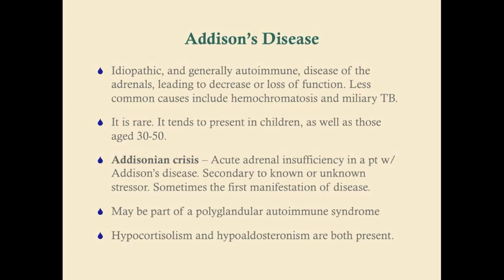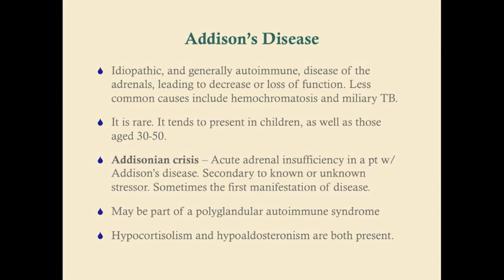As a matter of fact, it can occur as part of a polyglandular autoimmune syndrome. So it can occur in conjunction with Hashimoto's thyroiditis, for instance. Addison's disease itself is rare. It tends to present in children, and it can present also in people aged 30 to 50. But you should suspect it in anybody who shows signs of hypoadrenalism.